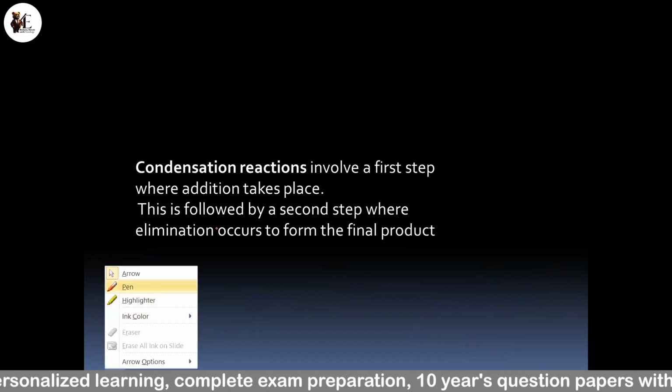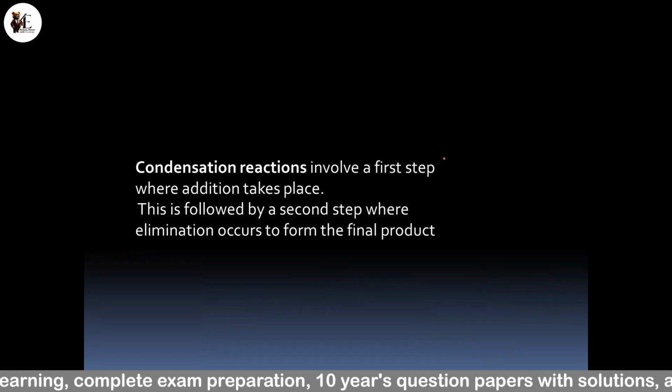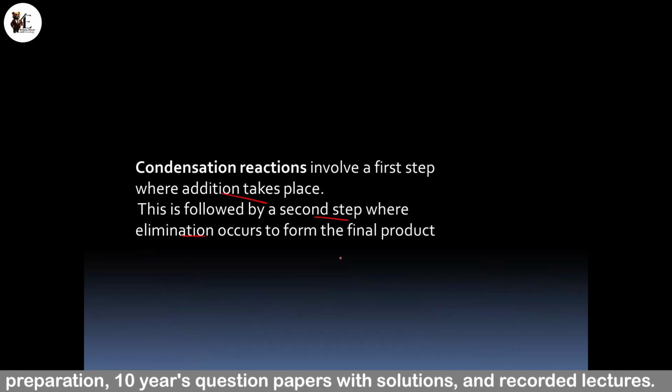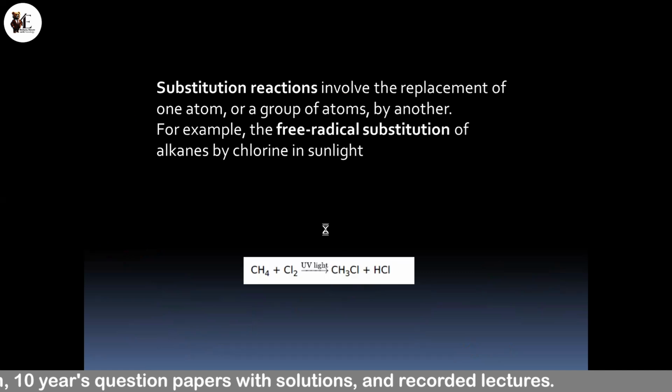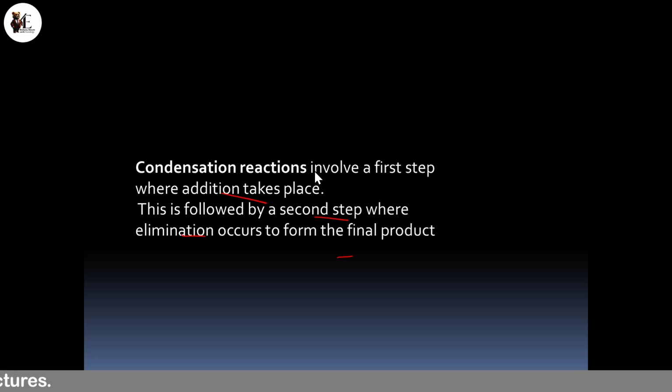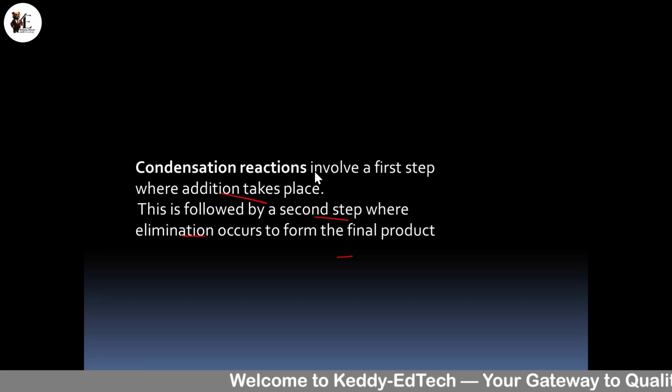Okay, what happens in condensation reactions? It involves a first step where addition takes place and a second step where elimination occurs to form the final product. Okay, in condensation reactions, the first step is an addition reaction. That means two or more reactants combine together to form one product. And after that, elimination happens. So two steps are involved in condensation reaction. First is addition and second is elimination. So it is an addition-elimination reaction. That is your condensation reaction. Write it down.